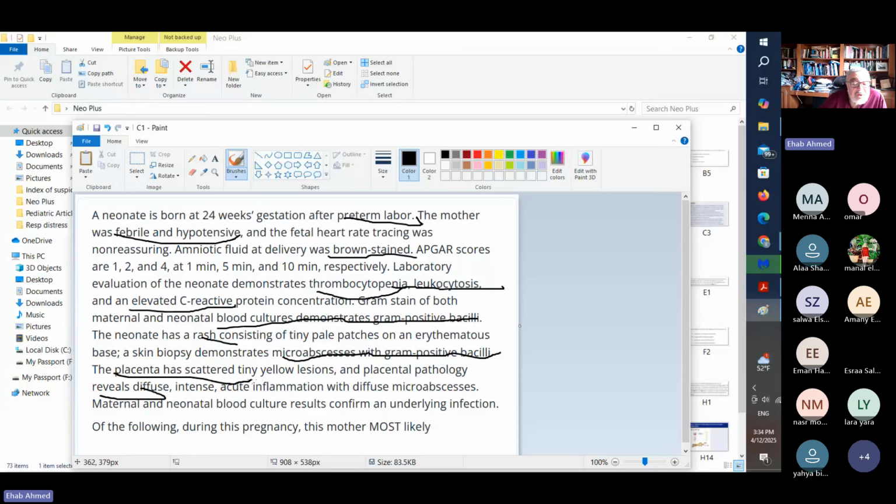I don't know if you do this practice in your hospital or not. Dr. Marwa, do you send placenta for pathology?